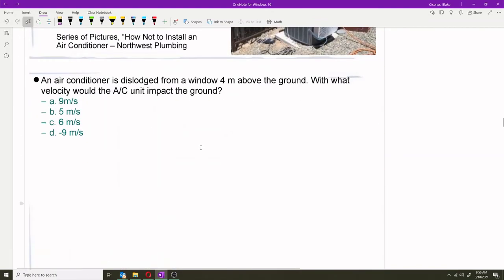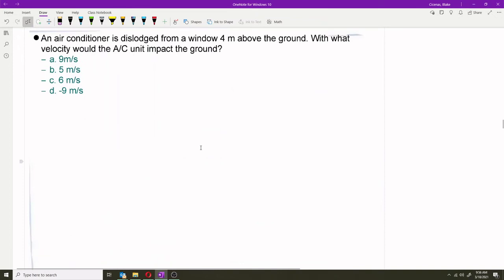Next up is an air conditioning problem. An air conditioner is dislodged from a window 4 meters above the ground. With what velocity would the AC unit impact the ground?